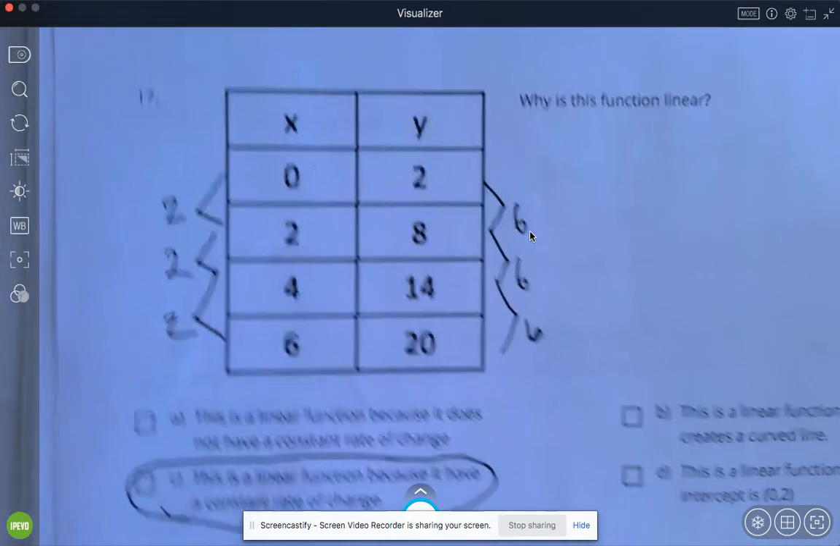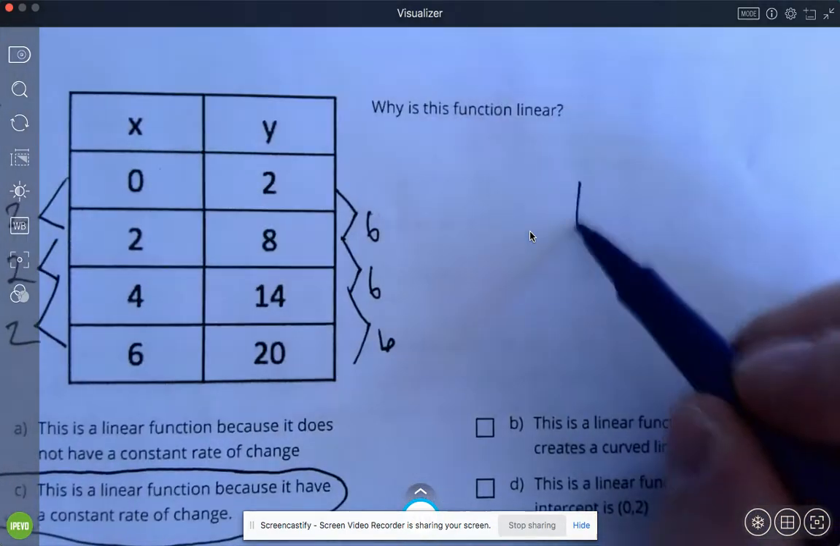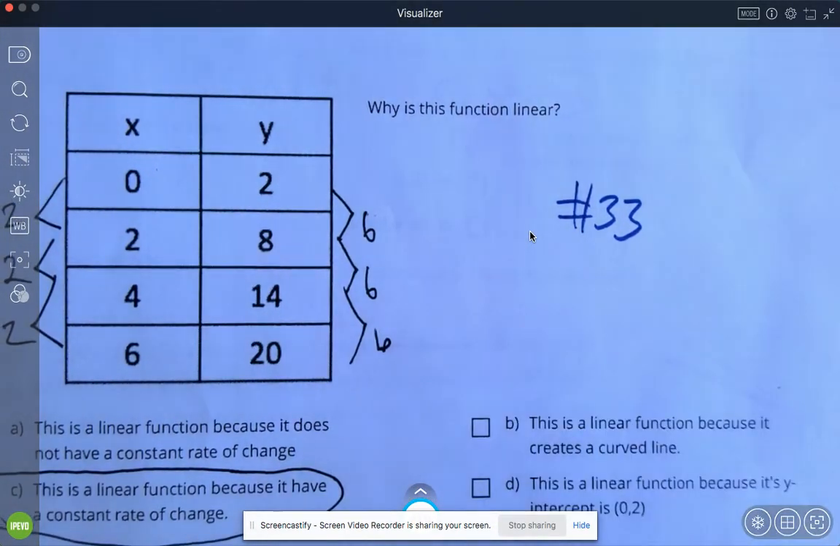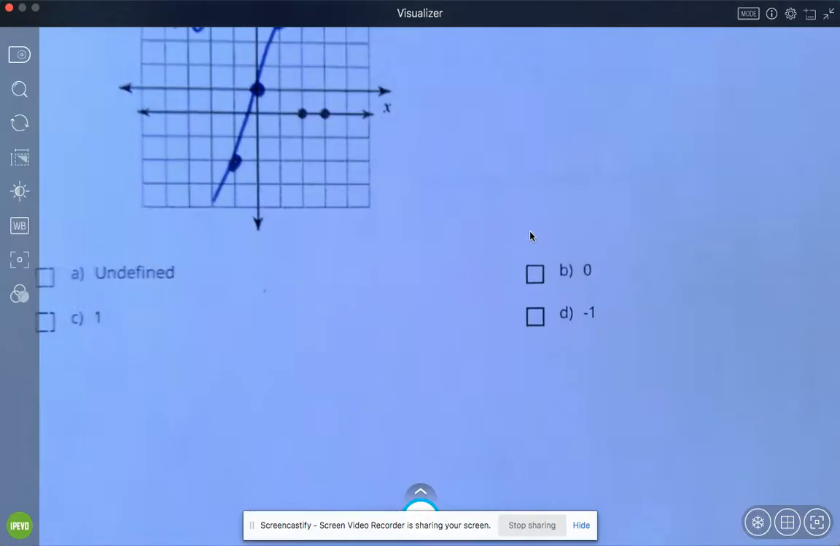The one on the test is number 33. Number 33 is like, hey, which one's not linear? So that means there's going to be 3 that are linear. You have to pick which one's not linear.